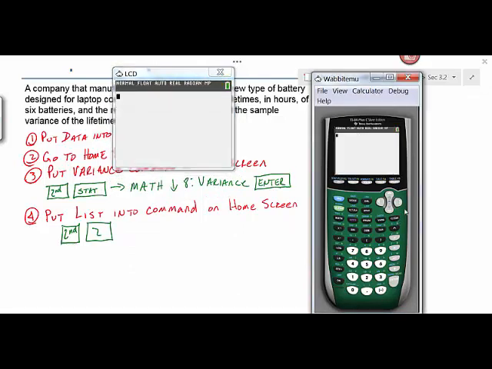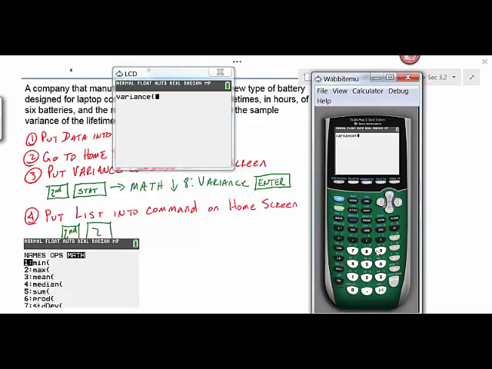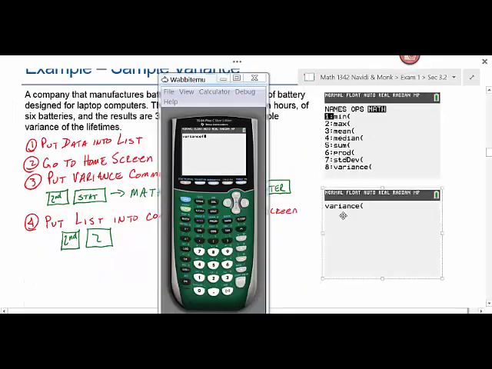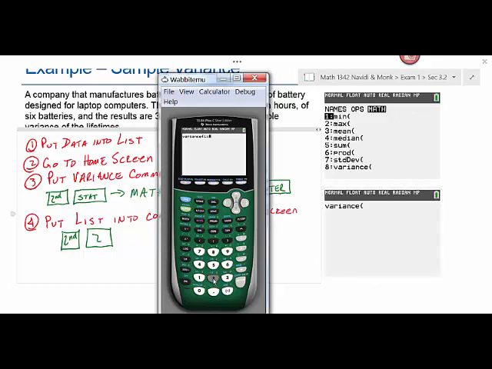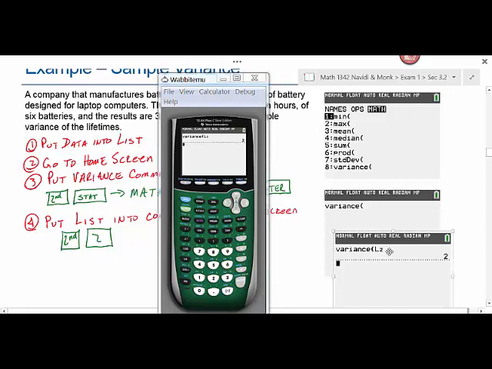Start with a clear screen. I've got the data in my calculator. I go to the home screen. I'm going to start with step 3. We hit second, stat, go over to math, and then number 8 is the variance. And that pops this up on the home screen. This is what pops up on the home screen, and then you've got to indicate what list to use. So I hit second 2, and you see how it puts the list 2 in that position right there.